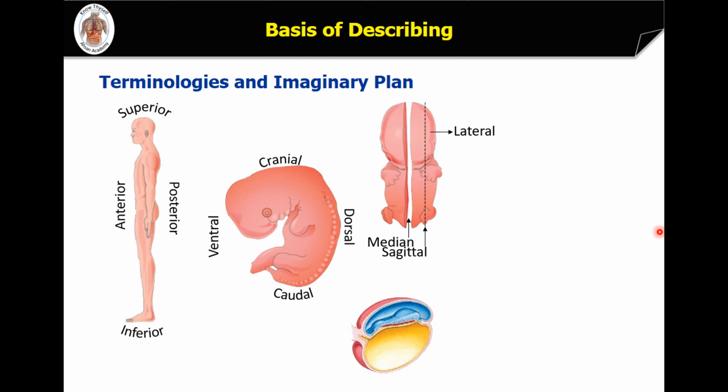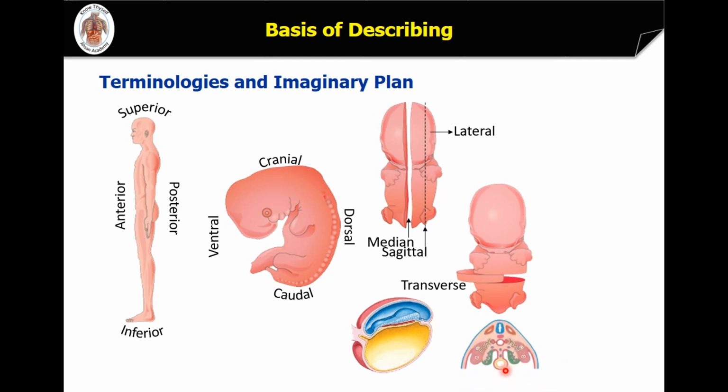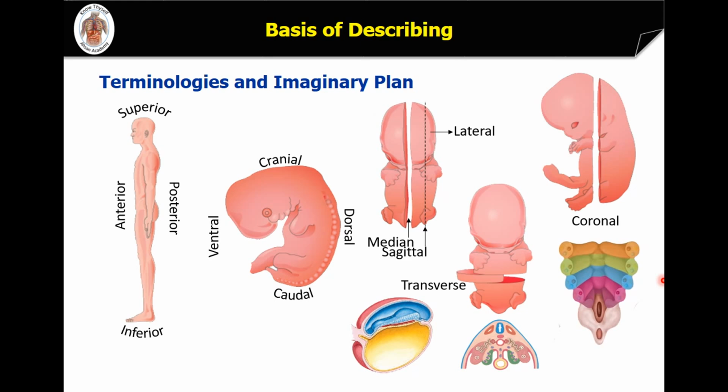This is the median section of the developing embryo. You can see this is the embryo and these are the supporting membranes. The embryo is sectioned longitudinally. This is the median section. You see, this is the transverse section. Here we also show the transverse section of the developing embryo. You see, this is the coronal section. The same will be used in the case of the developing baby, and this is the neck region coronal section.